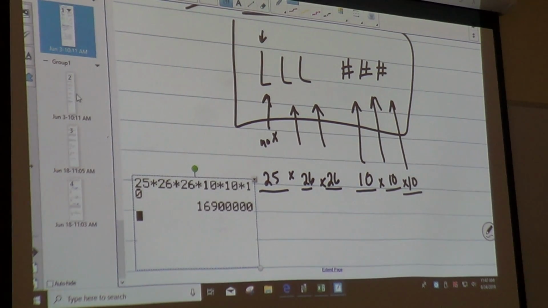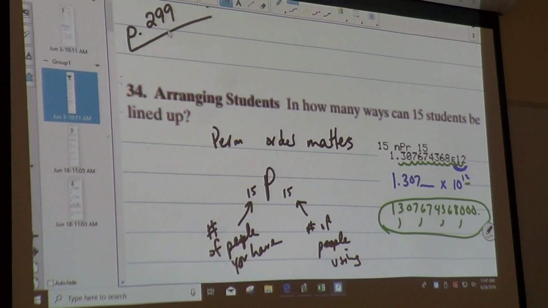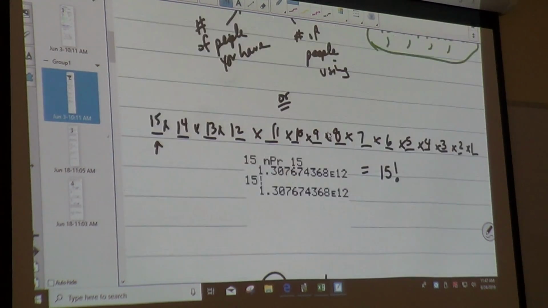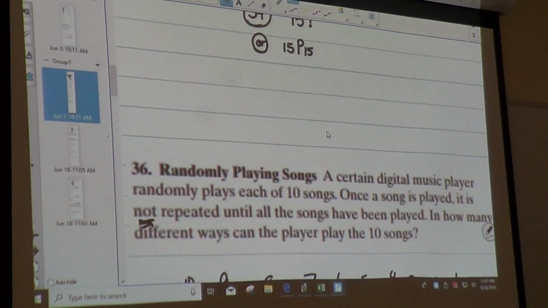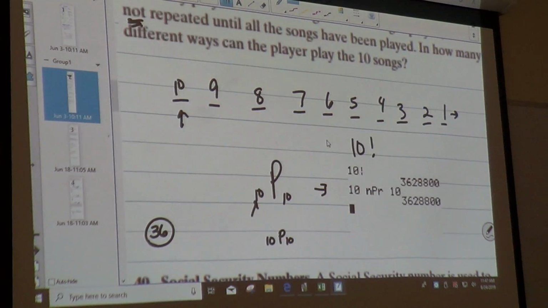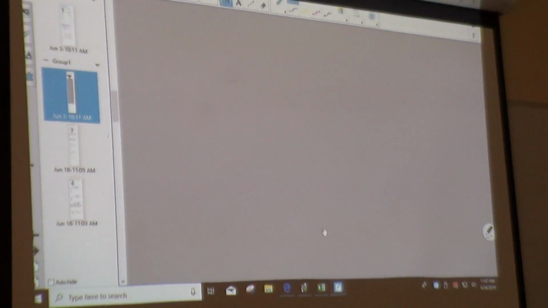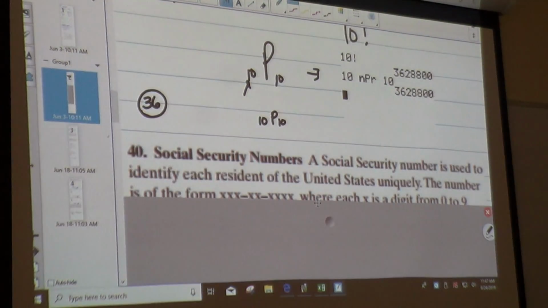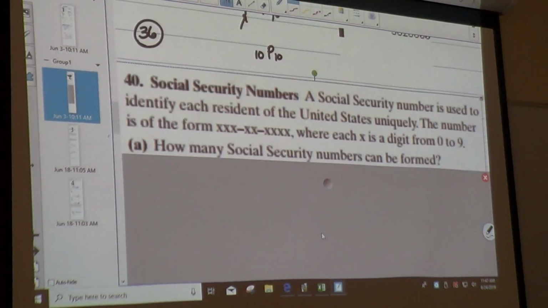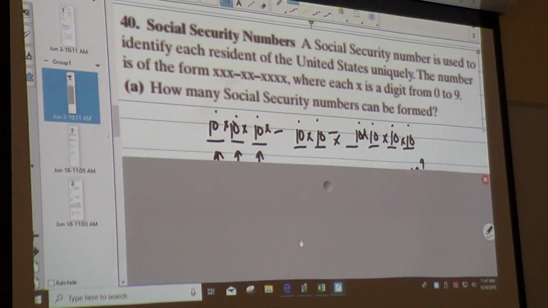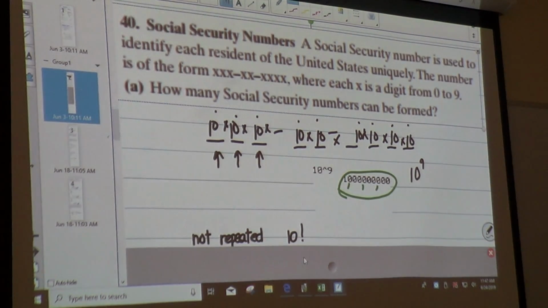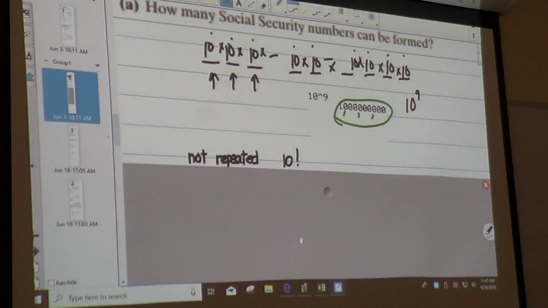All right, let's look at, just love doing these. Let's look at, there's our Social Security. Let me pull this down so I don't show anything that I don't want to show. There's my Social Security numbers, and then there's if it's not repeated.